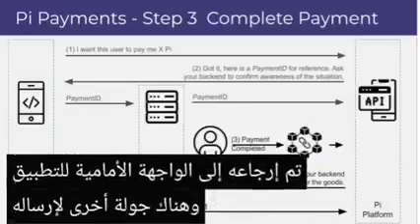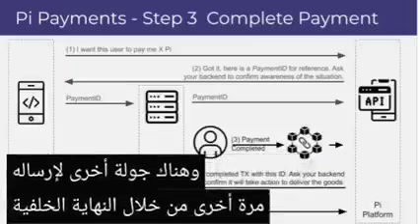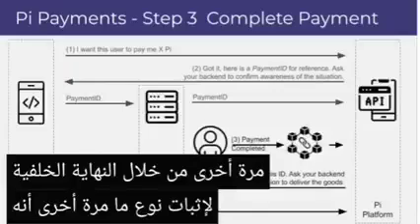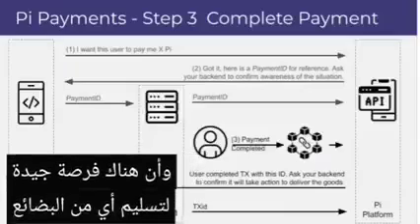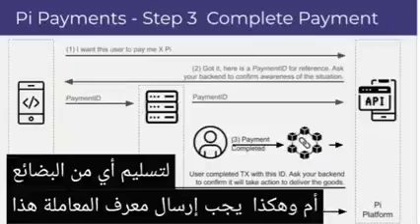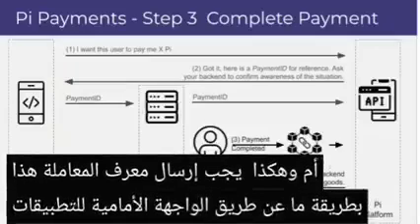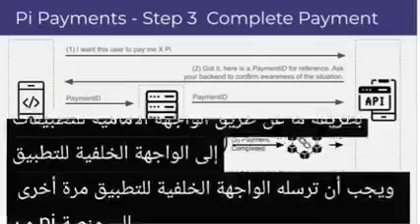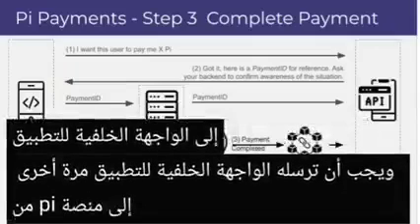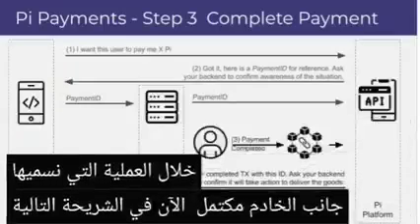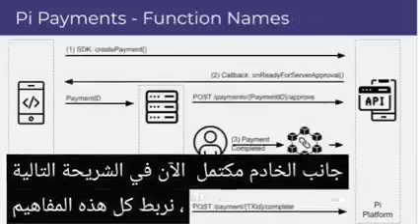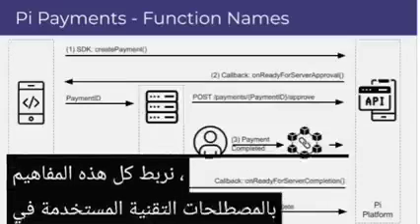and there is another round of sending it back through the backend in order to once again prove that the transaction ID has been received and that there is a good chance the goods will be delivered. And so this transaction ID has to be sent by the app's front end back to the app backend, and the app backend has to send it again to the Pi platform through the process that we call server-side completion.